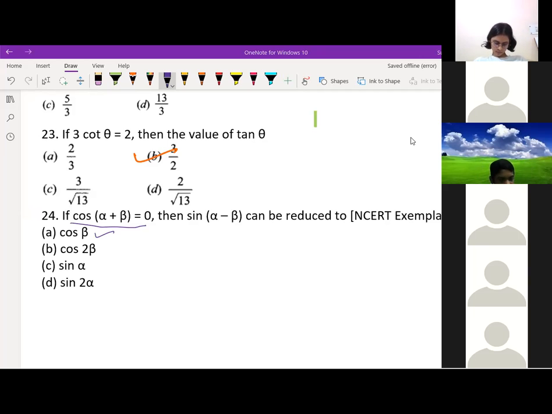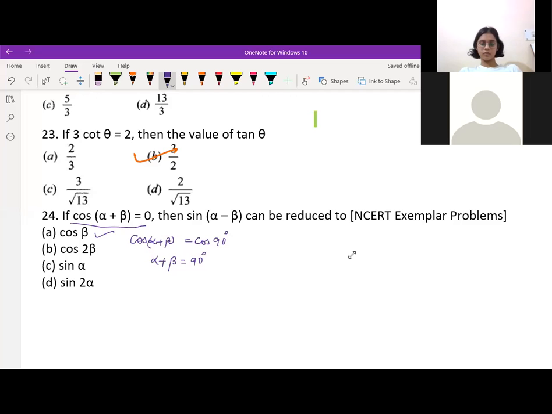Correct. See children, what we should do here: cos(alpha plus beta) is equal to cos 90 degrees, so alpha plus beta is equal to 90 degrees. After that, we should find sin(alpha minus beta). What is sin(alpha minus beta)? Now what to do, Samarth? Any one of you?